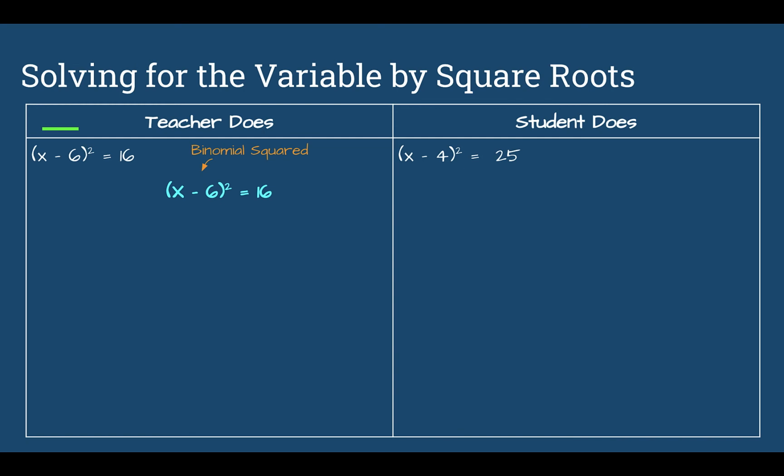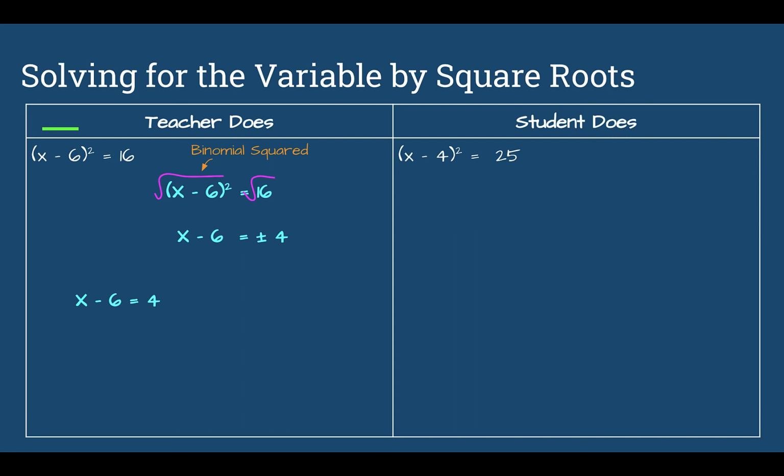So if this was just x squared, we would take the square root of both sides. We're going to do the same with a binomial square. When we do that, you end up with what was inside the parentheses equals the plus or minus value. So I have x minus 6 equals plus or minus 4. Now, here's where this method is a little more complicated. We're actually going to need to think of that plus or minus as positive 4 and negative 4, since it's equal to two things. So what you're going to need to do is split it.